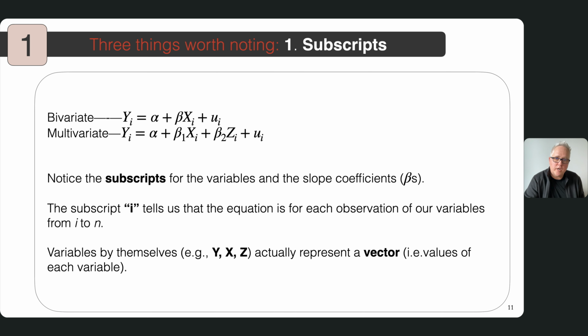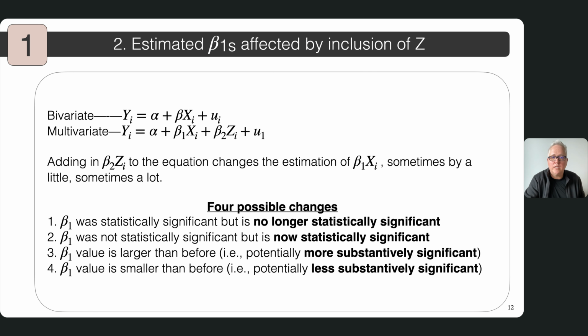In workshops, we dealt with data sets where we started with only 7 observations, but now we're building up to hundreds of observations, and you represent all those different values with that one letter. The second thing worth noting is the estimated slope. The estimated slopes for your main independent variable x can change by the inclusion of that additional variable or variables, and it can change in 4 different ways.